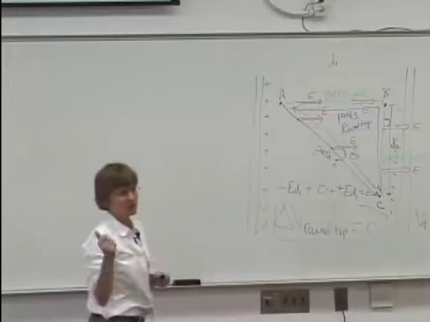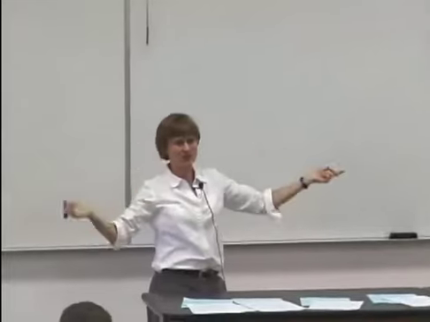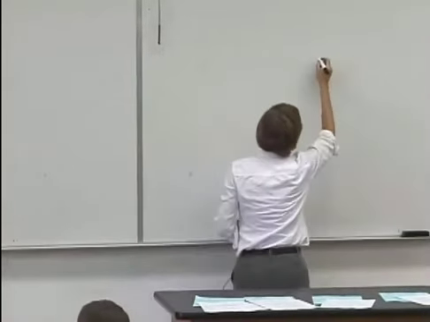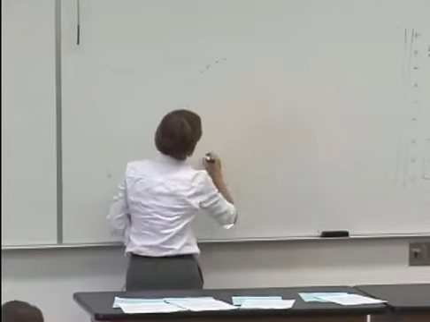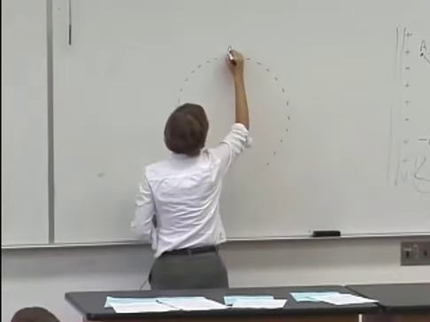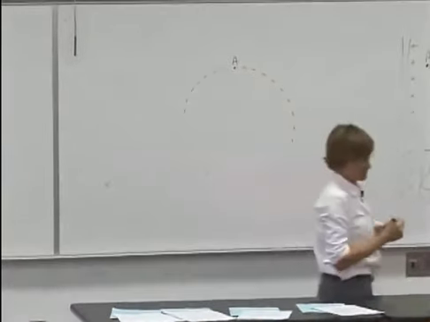Imagine the following situation. We have a region of space. There's an electric field in here. We want to consider a circular path that starts at A and comes back to A.